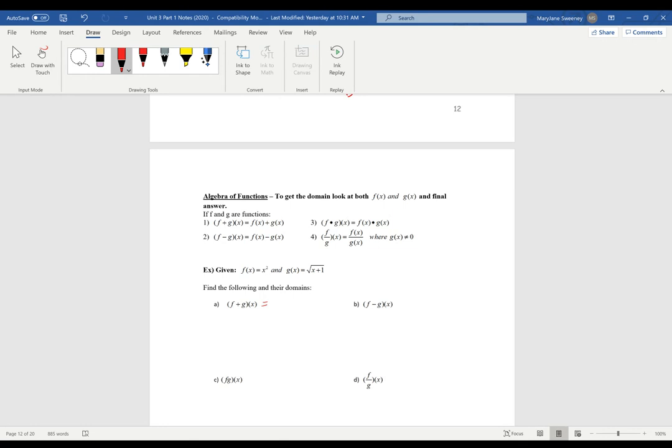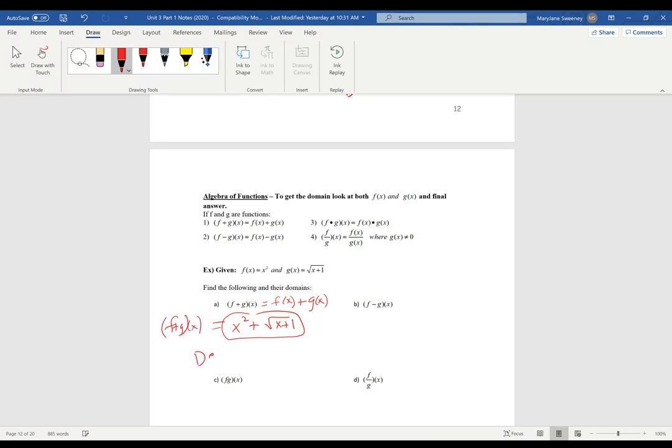So when I'm doing f of x plus g of x, I just take the f of x function and add it to the g of x function. So that'd be f of x plus g of x. That would be my answer to f plus g of x.